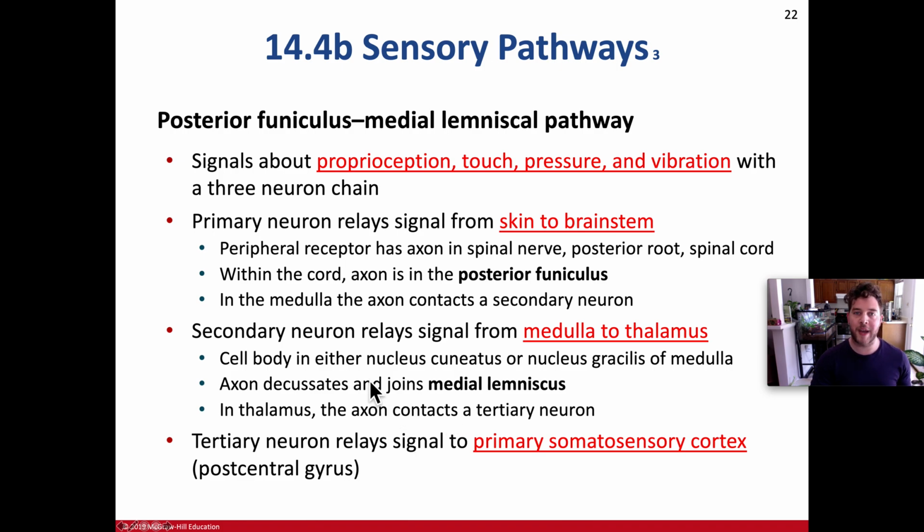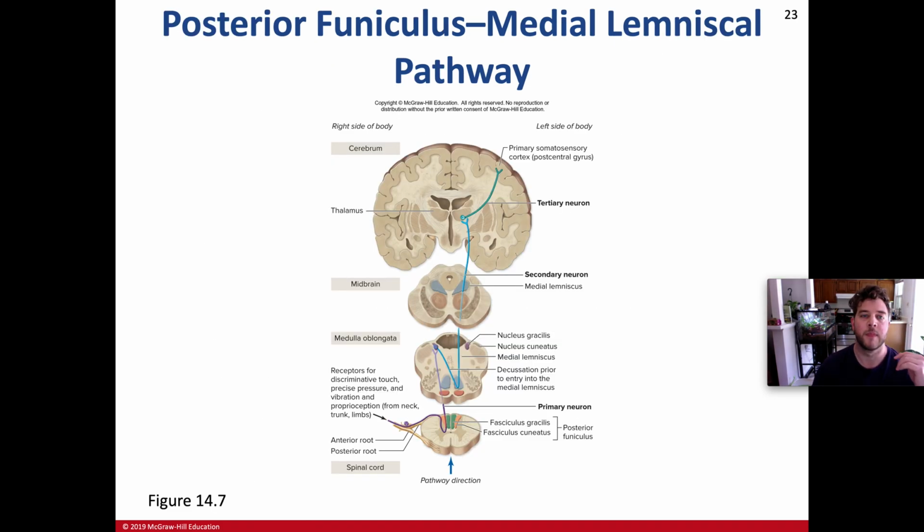So as we go through these 3 pathways, this is basically the information that I'm going to want you to be able to know. With each pathway, what is it delivering signals about? How many neurons are there? Is it a 2-neuron pathway? Is it a 3-neuron pathway? And where is each neuron going to be? The primary neuron goes from your skin, those peripheral endings, to the brainstem, to the medulla specifically. The secondary neuron goes from the medulla to the thalamus, and then from the thalamus to the postcentral gyrus, that somatosensory cortex. So you should be able to follow that for each of these pathways.